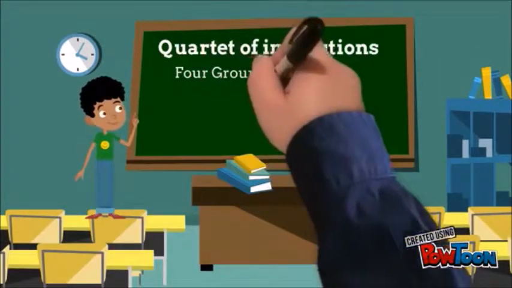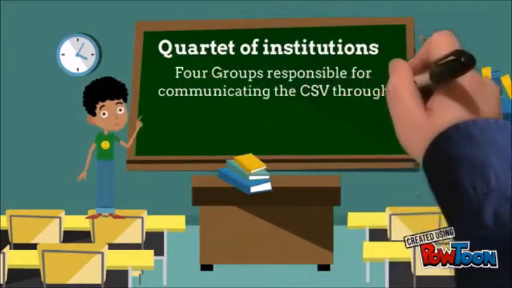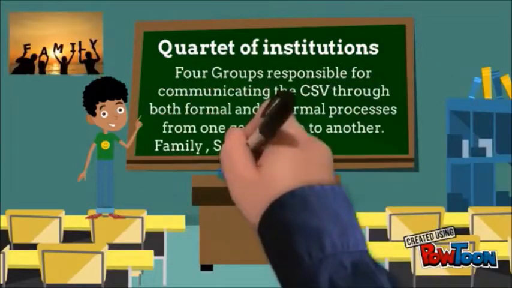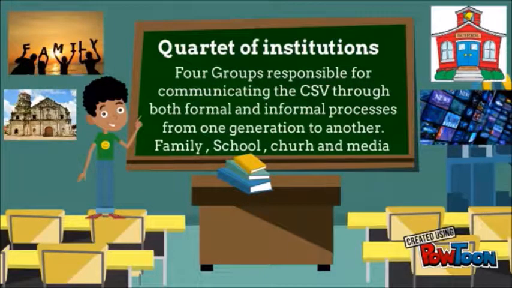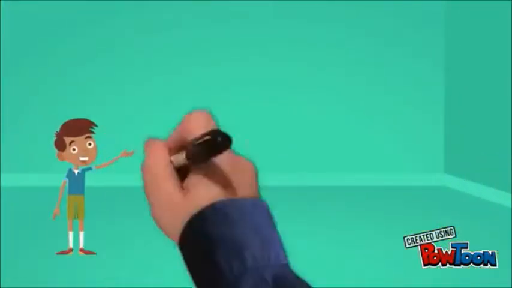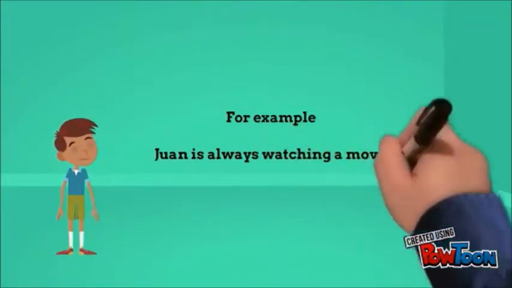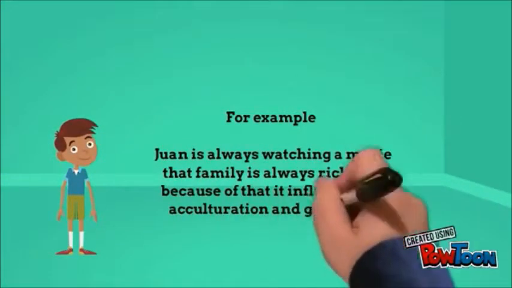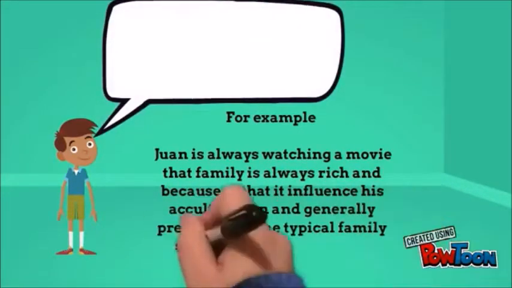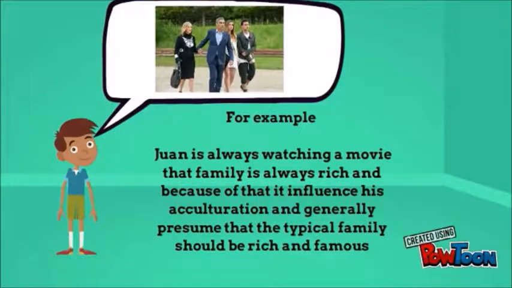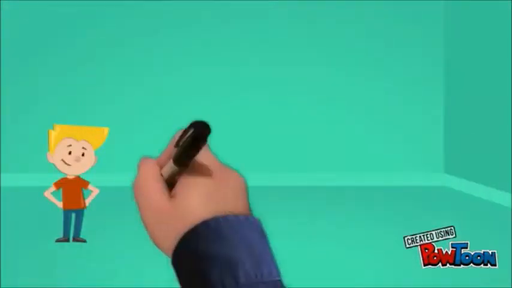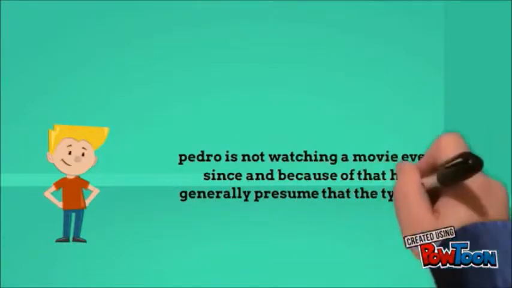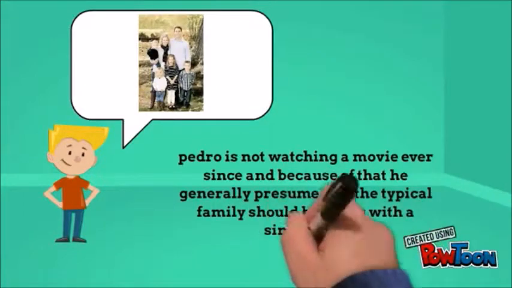Quartet of institutions: the four groups responsible for communicating the CSV through both formal and informal processes from one generation to another: family, school, church, and media. For example, one is always watching a movie where the family is always rich, and because of that, it influences acculturation and one generally presumes that the typical family should be rich and famous. Pedro has not watched movies ever since, and because of that, he generally presumed that the typical family should be living a simple life.